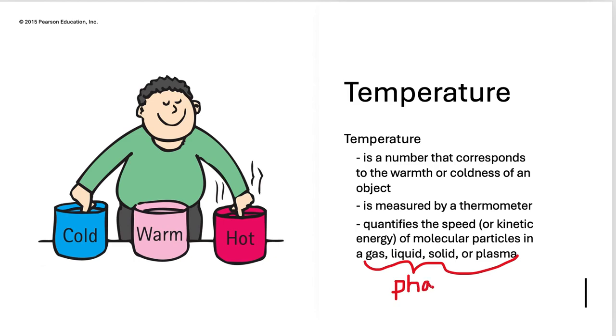For example, water can exist as ice, that would be a solid phase. It could exist as liquid as water. It could exist as a gas as water vapor. And a plasma is a higher temperature water vapor where the electrons are no longer attached to the atoms.